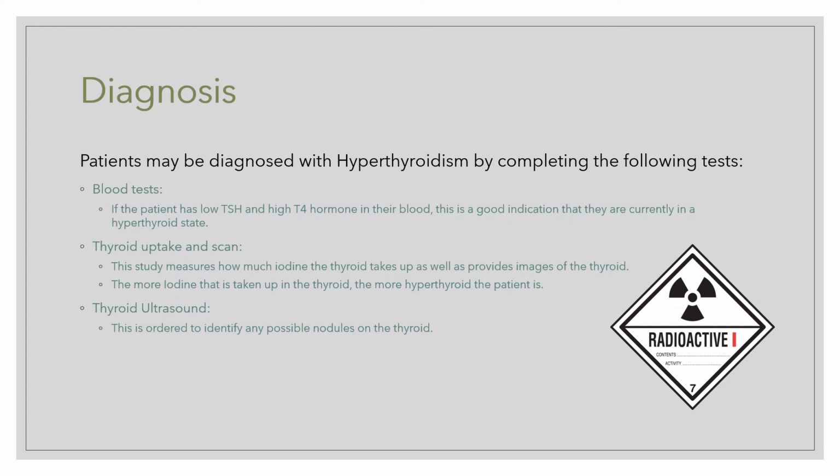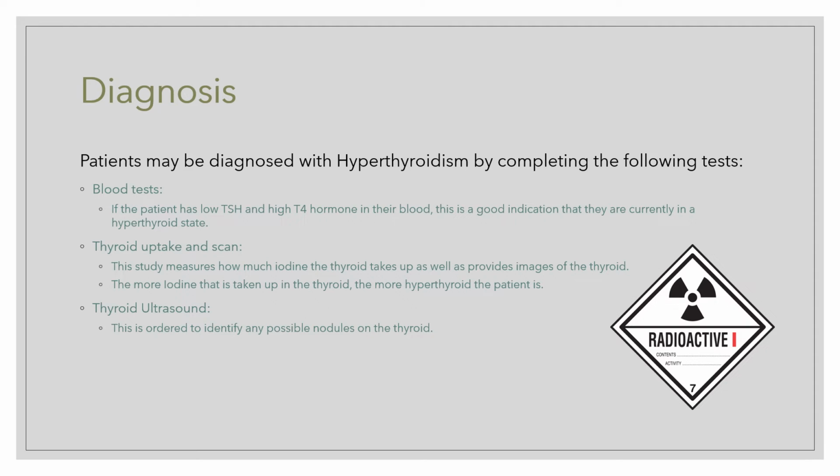There are several tests that can be done to determine if the patient has hyperthyroidism. The first one is usually blood tests. If the patient has blood work done and it comes back low in the TSH hormone and high in T4, that is an indication of hyperthyroidism.